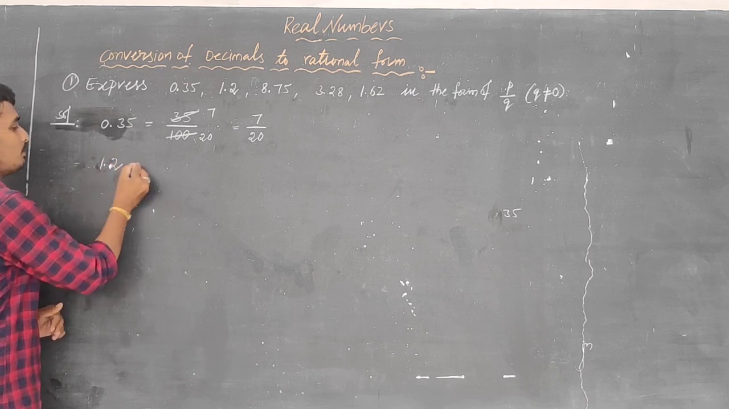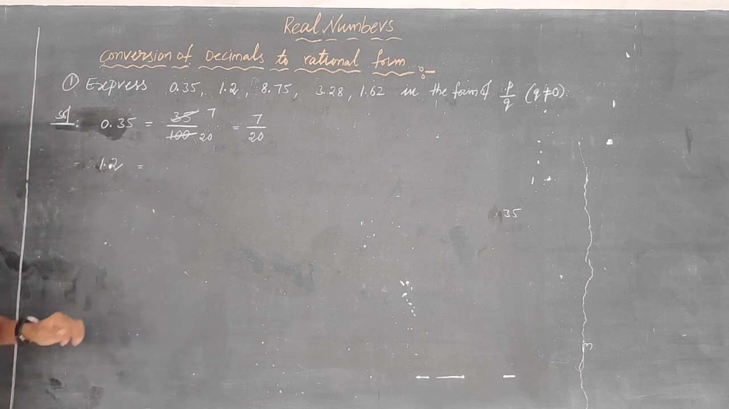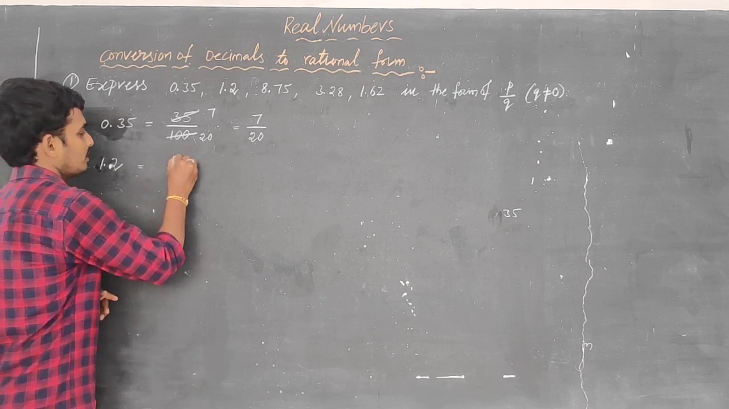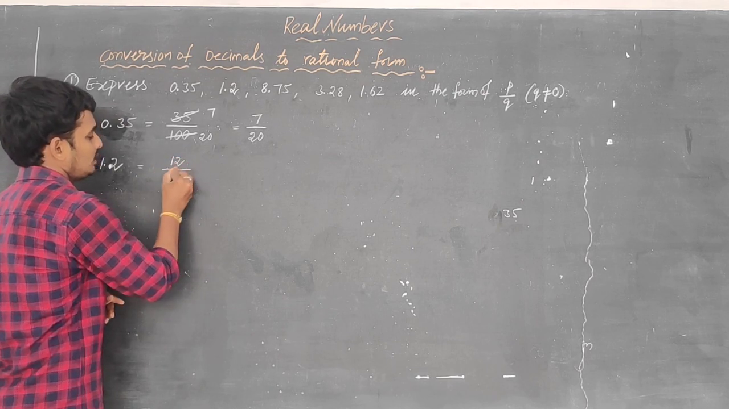What is the number? 1 point. Again I am telling you, we just remove the decimal point. What do we have? 12. If you remove the decimal point, what do we have? Here 1, here 2. 1, 2 means 12. I am writing 12 by 1.